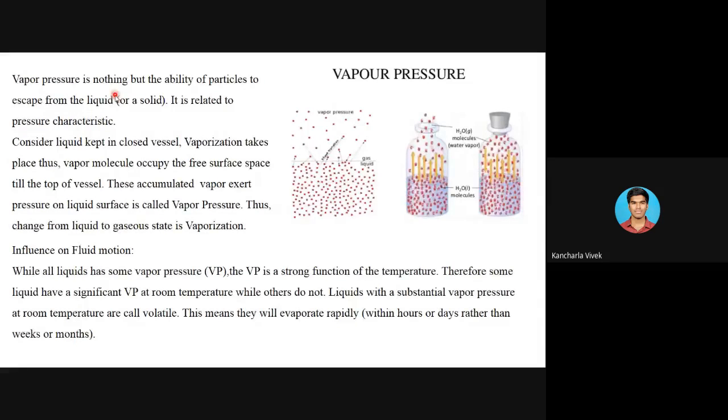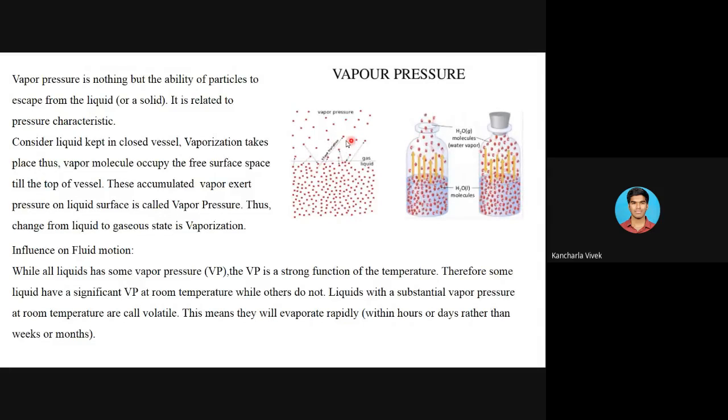Vapor pressure is defined as the ability of particles, that is the inner property of particles, to escape from the liquid. It is a pressure characteristic. So what is happening here? The liquid molecules are getting excited, so they try to escape towards the top, away from the existing water surface. It is a pressure characteristic.